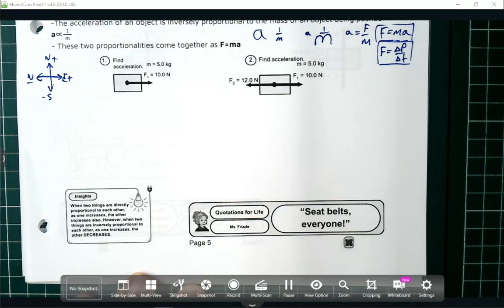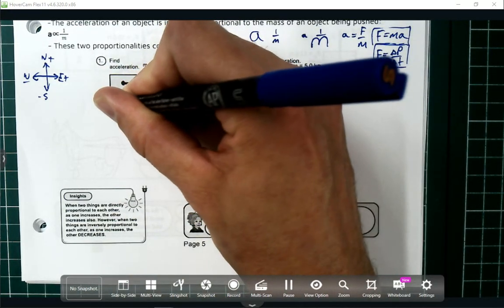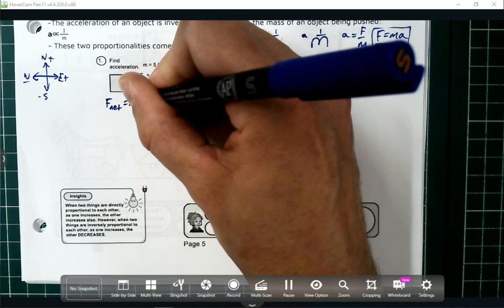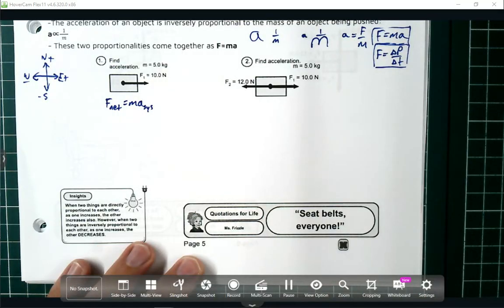And it says that we got to find the acceleration. Well, this is the easiest one of all, and you guys can probably beat me to this. I would say F net is equal to mass times the acceleration. I could say the acceleration of the system, but it's a one-body system, so that's maybe a little extra.